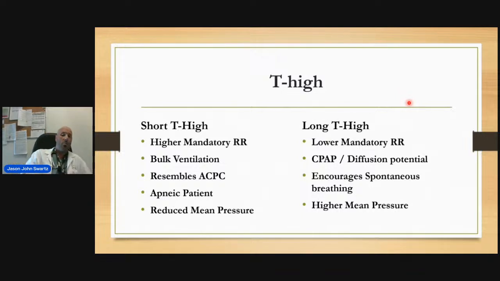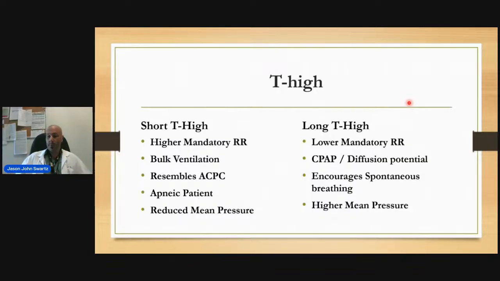I'll start low. I'm going to get a minute ventilation that I'm comfortable with on a conventional mode. Then I'll wait for a blood gas. If my blood gas is normal, I'm going to stretch my T high a little bit more. You can go 0.1, 0.2, 0.5 at a time. You'll get used to using the mode.